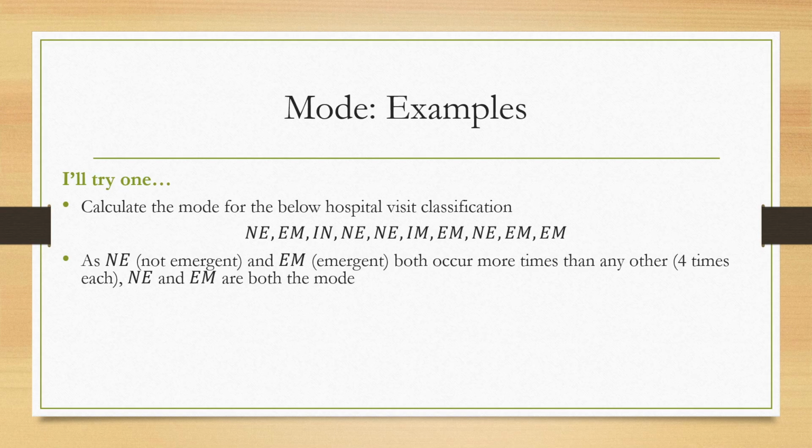And again, that's okay. So literally, we just look at each of the options. In this case, there are 3 options, NE, EM, IN. And we see how many times each occurred. Whichever one occurred the most is the mode. And if there's a tie for the most, then everything that tied is considered the mode.